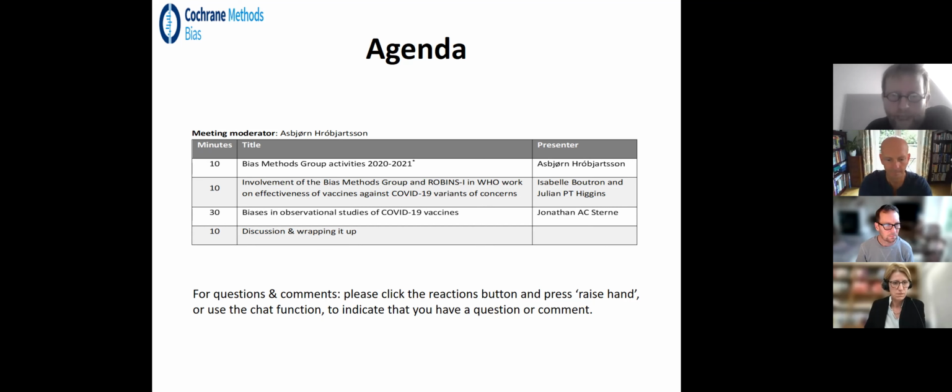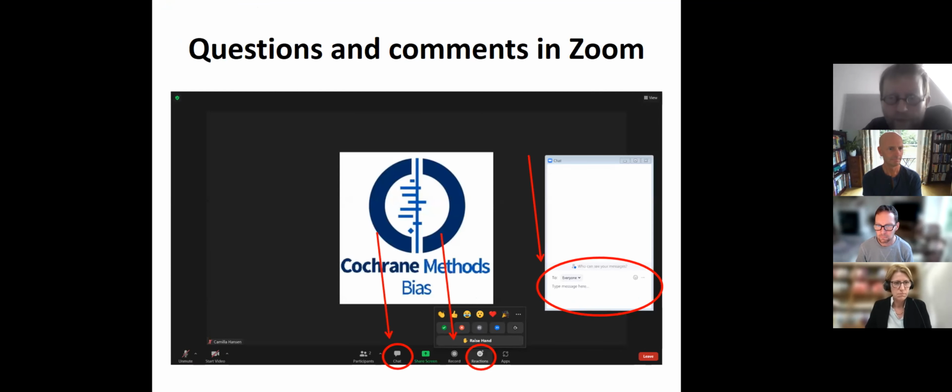And if you have questions and comments, please click on the reaction button and press raise hand or use the chat function. And we will open up at an appropriate time. So without further delay, the chat button is usually at the bottom, and the reaction button is there as well.